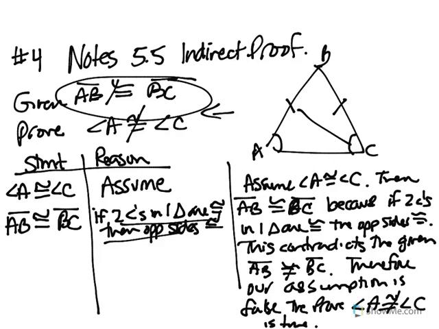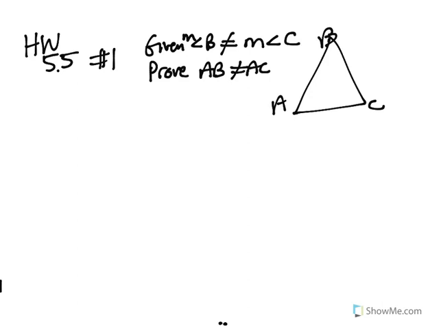Okay, let's try another one. Let's go to your homework for 5.5. This is 5.5 indirect proof, number 1. Okay, so this is problem number 1 on that homework page. It says, given that the measure of angle B is not congruent to the measure of angle C, prove that AB is not congruent to AC.